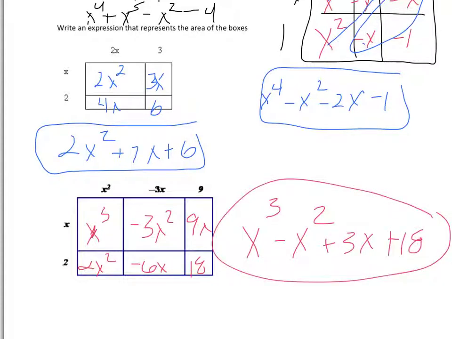And that's that. So that's polynomial multiplication. Next time we have some special products, which is some more multiplication, so hopefully that'll be pretty straightforward.